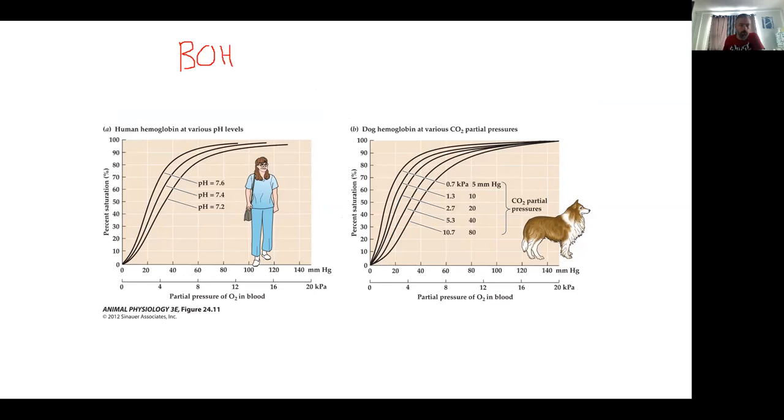You might have heard of Niels Bohr, kind of a polymath, total nerd, would have loved him. But this Bohr effect has to do with pH and partial pressure of carbon dioxide and the effects of those two things on the affinity of hemoglobin for oxygen.